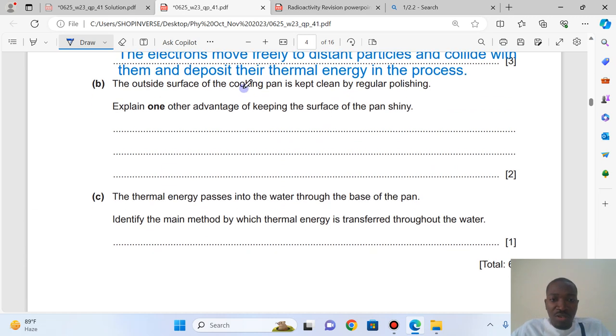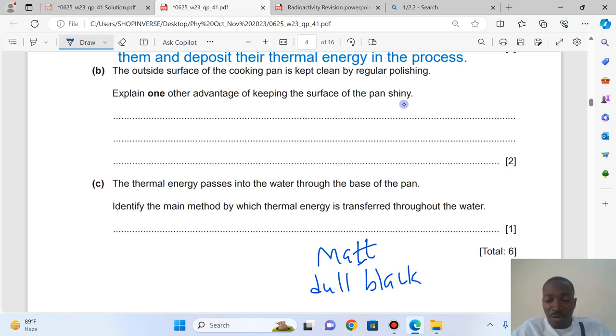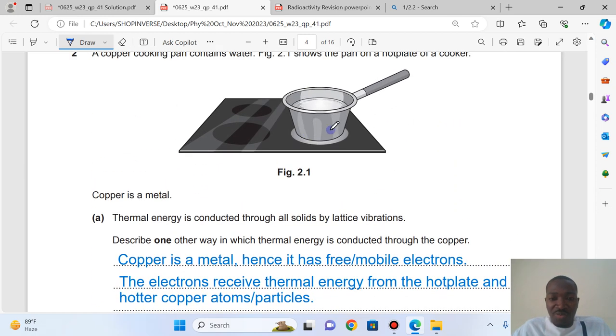The outside surface of the cooking pan is kept clean by regular polishing. Explain one other advantage of keeping the surface of the pan shiny. A matte, or dull black, surface is a very good absorber of radiant energy and also a good transmitter. But a shiny silver surface is a poor transmitter of radiant energy, also a poor receiver. So when this surface is shiny, it simply means this surface will not transmit heat to the external environment. It just keeps the heat within the pot.